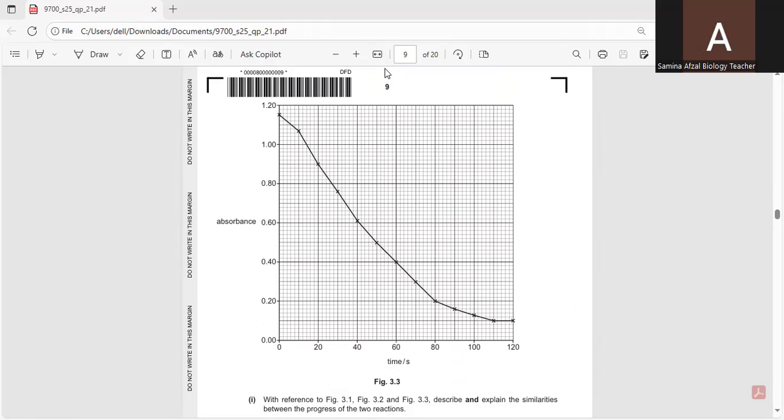Here you can see the absorbance is decreasing. It was highest, around 1.15 to 1.17, and then it starts reducing, and after 120 seconds it reaches its end. At 100 and 110 it was equal. At 110 and 120 it was an equal rate of absorption, which was at 0.10. So the reaction started very fast and then it ended.